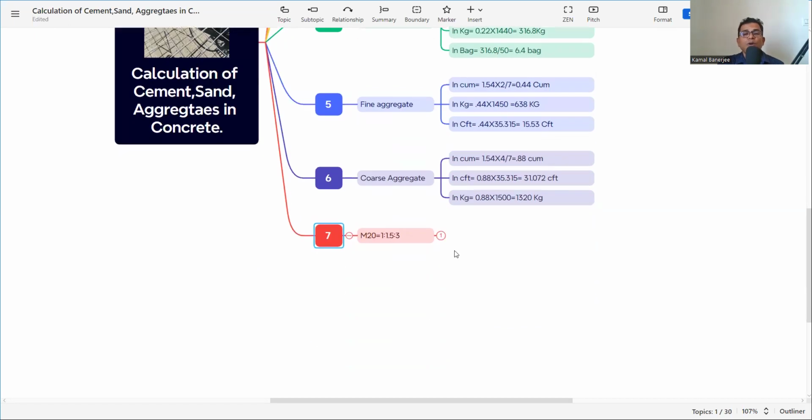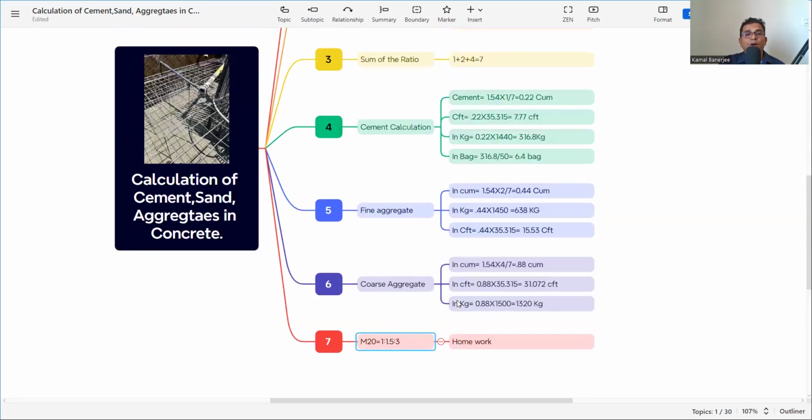So next is M20. What is the M20 grade? That is 1:1.5:3. So how can we calculate that one? This is your homework. Please do the calculation and let me know in the comment section, so I will also know that my topic is valuable for you and you get the inspiration to calculate whatever grade of concrete as per this formula.